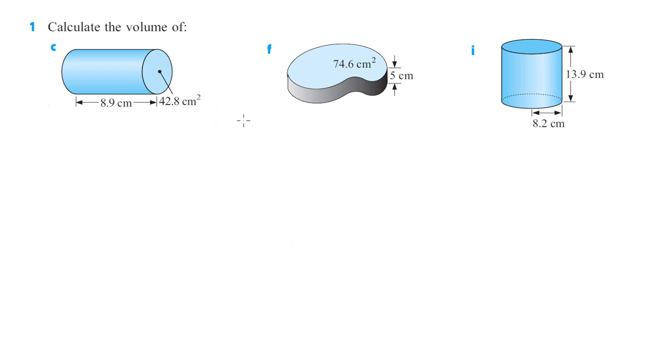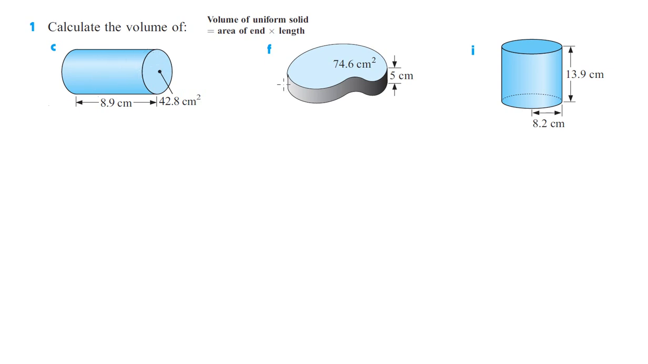Number 1, we're calculating the volume of these solids here. So we're going to want to figure out what volume formula we're going to need. We can use this: the volume of a uniform solid is the area of the end times the length. Basically, if you'll notice here, we have a circle, and you take that circle and move it through space, and it just ends up making this big can.